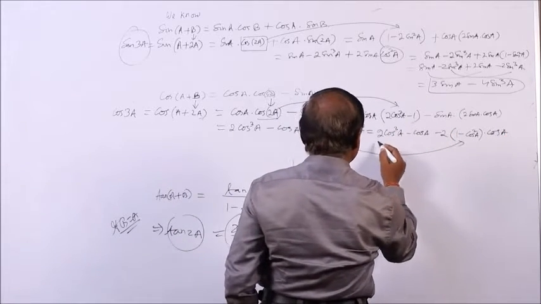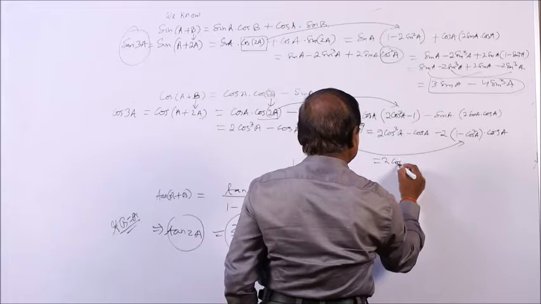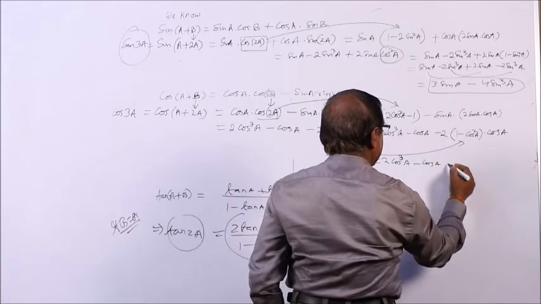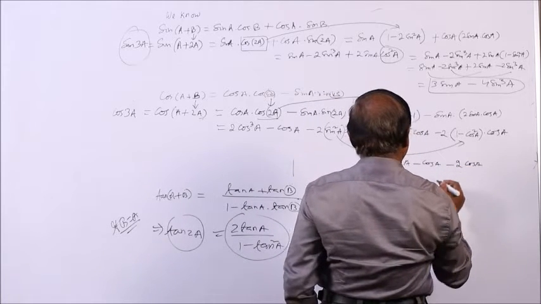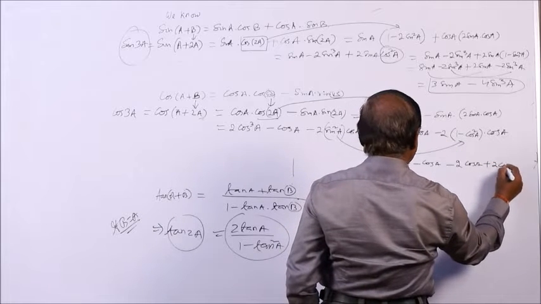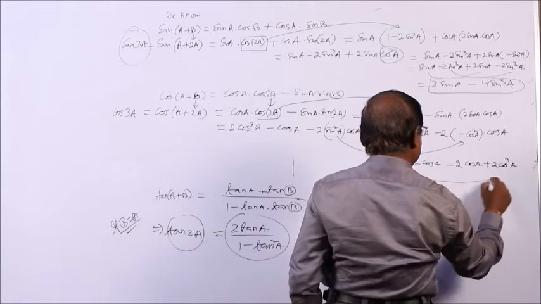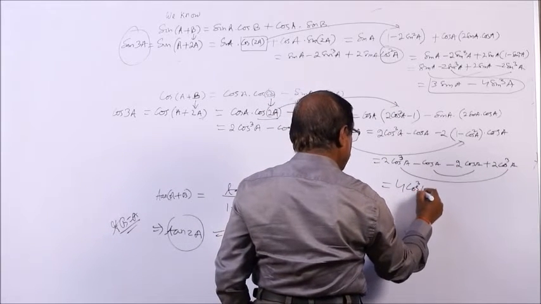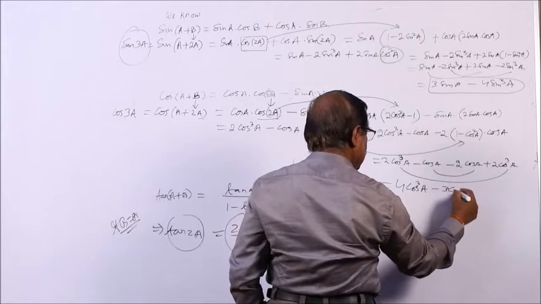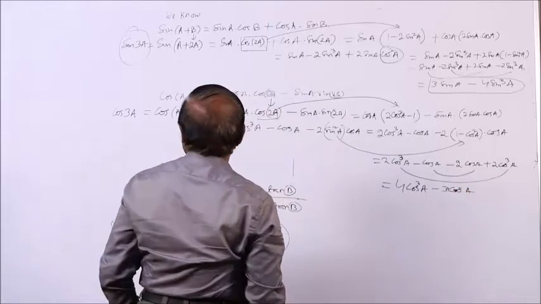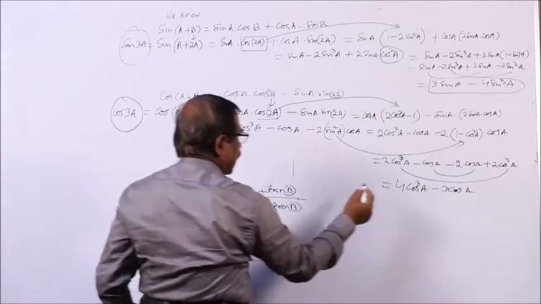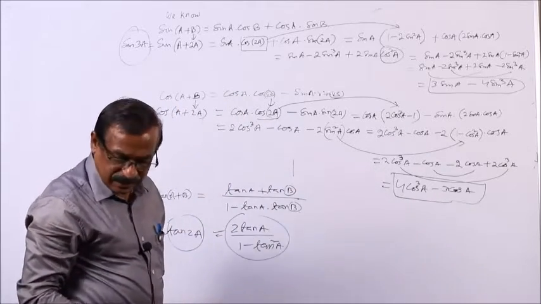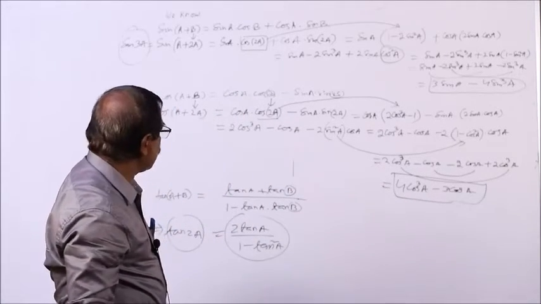So, what you see what happens? This is 2 cos cube A minus cos A minus 2 cos A plus 2 cos cube A. So, again what happens? This 2 cos cube A plus 2 cos cube A is 4 cos cube A minus 3 cos A. So, we have derived the formula cos 3A as this 4 cos cube A minus 3 cos A. Now, we will derive the formula for tan 3A.